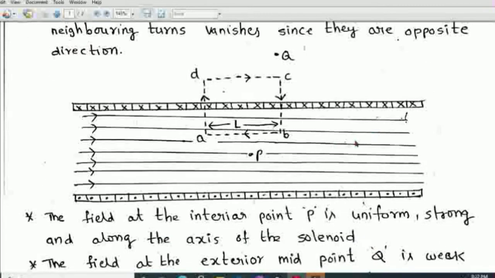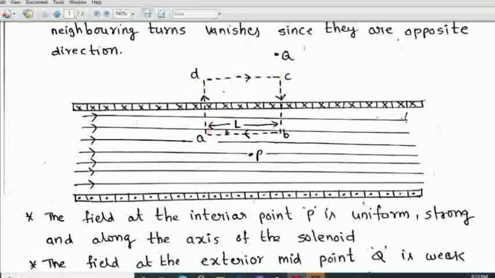Now let us find the magnetic field due to the solenoid at a point inside the solenoid. For using Ampere's circuital law, we need to consider the Amperian loop. Let us consider this is the solenoid, a long solenoid. A long solenoid means in general the length of the solenoid is very much greater than the radius of the solenoid. ABCD is the Amperian loop.